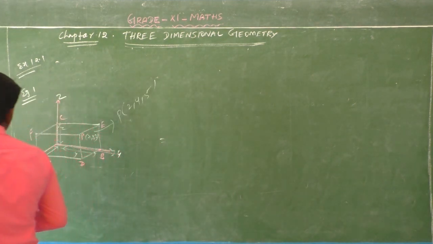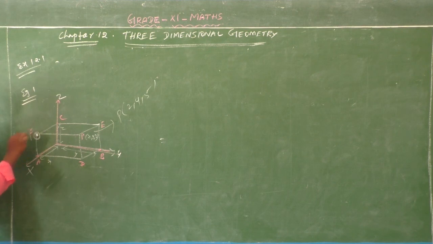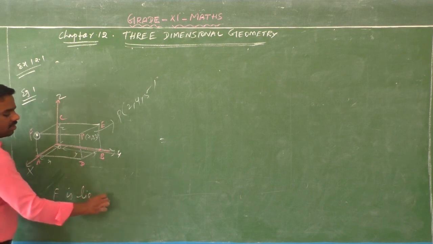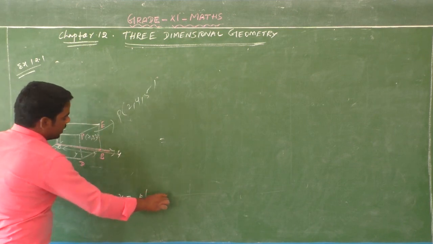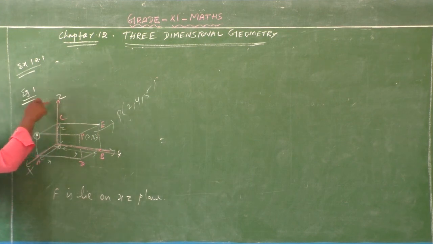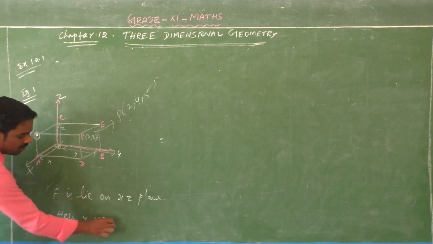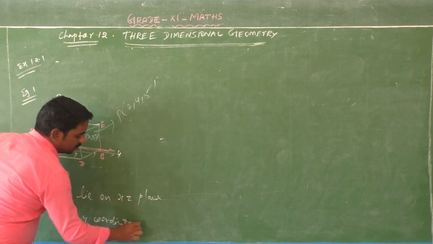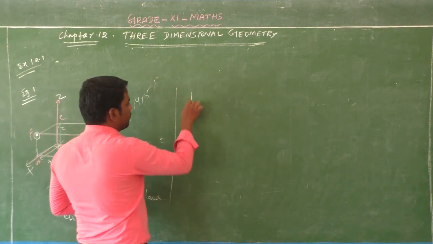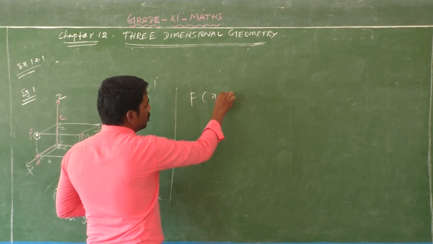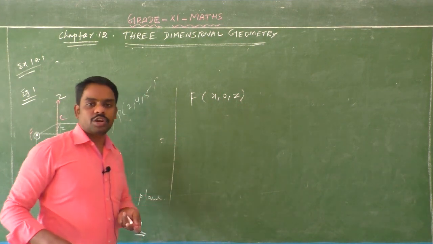Here, listen, we need the coordinates of point F. This octant is on the XOZ plane, that is called the XZ plane. This point F lies on the XZ plane. Here the y coordinate value is 0. Therefore, the coordinates of F are of the type x comma 0 comma z.